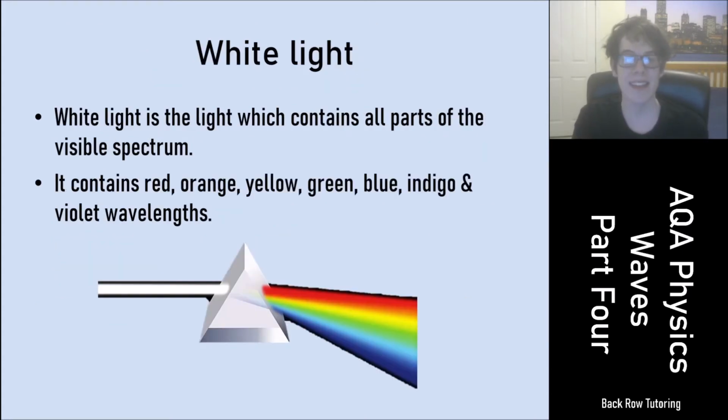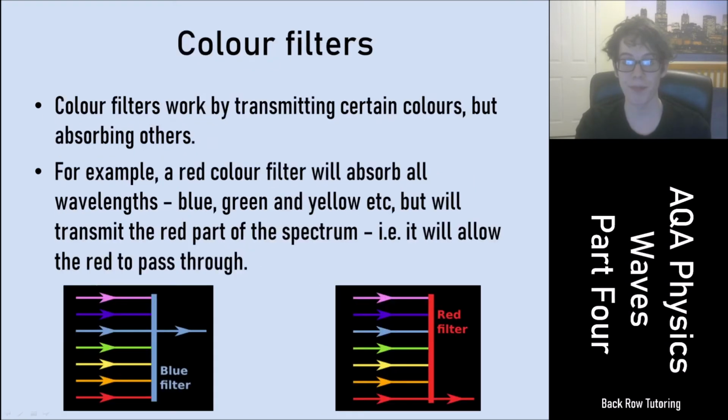White light is the light which contains all parts of the visible spectrum. It contains red, orange, yellow, green, blue, indigo and violet wavelengths. Now, if you shine white light into a glass prism like this, you'll see that the white light actually splits up into all of its constituent parts and you'll get basically a rainbow coming out of this glass prism, and that's something quite interesting actually if you want to experiment with that.